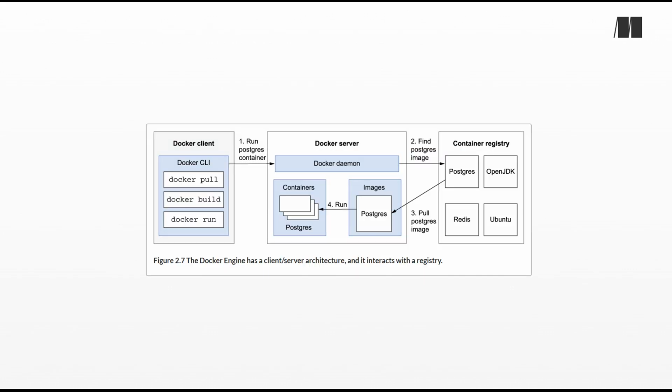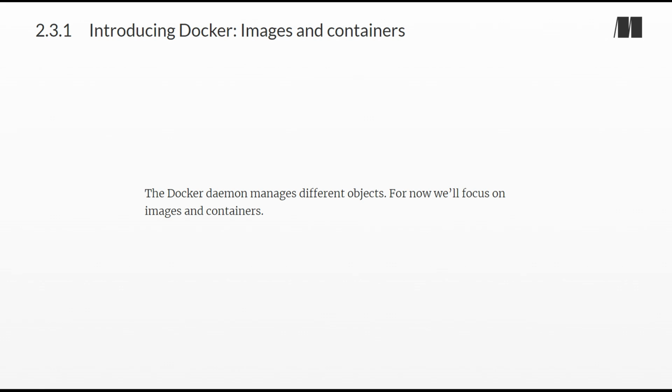Based on the architecture description included in the Docker documentation, docs.docker.com, Figure 2.7 shows how the Docker client, Docker server, and container registry interact. Figure 2.7. The Docker engine has a client-server architecture, and it interacts with a registry. The Docker daemon manages different objects. For now, we'll focus on images and containers.